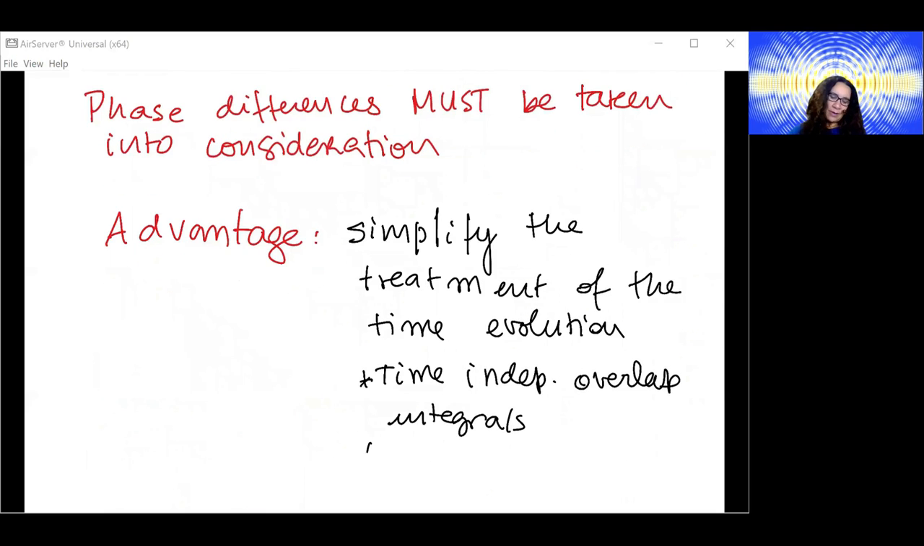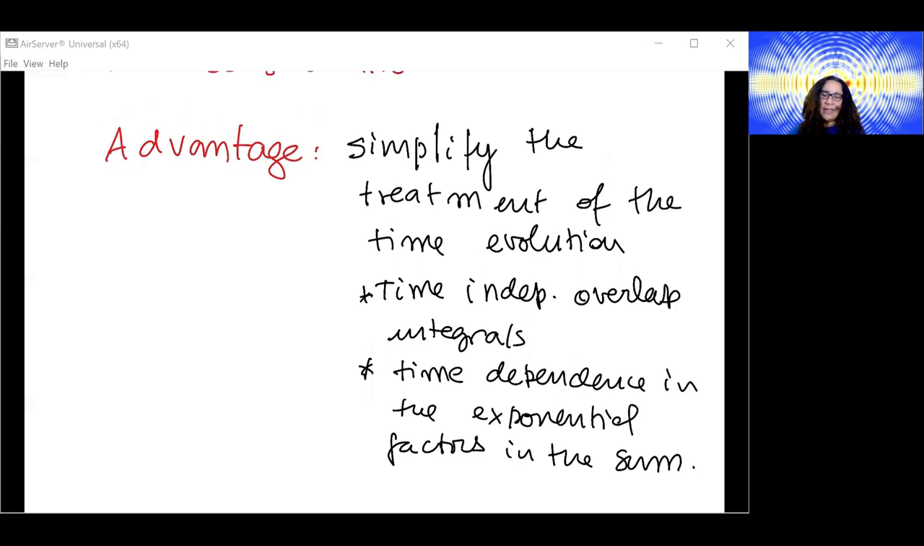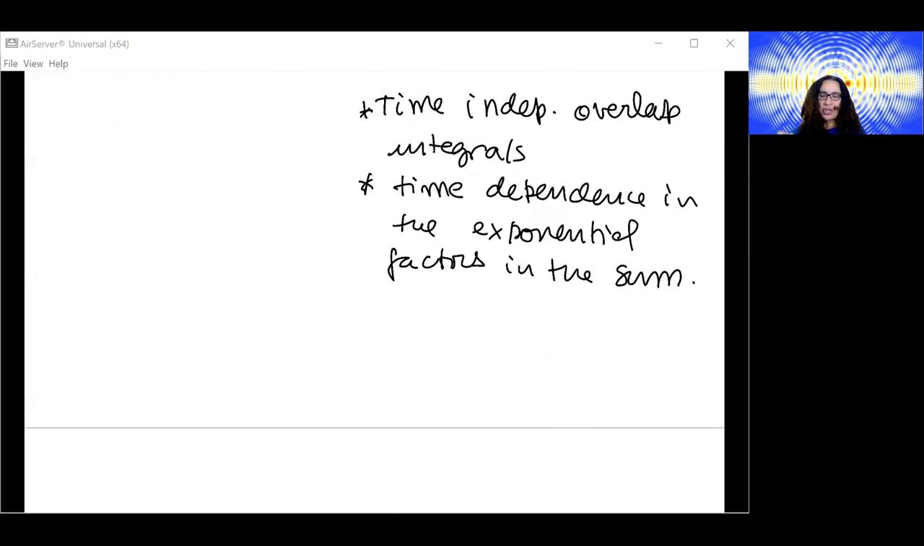So time dependence in exponential factors. All of it. If you were using another basis, it could be that these would change with time, or maybe these would change with time. You don't know what is going on. And here, no. Here you know for sure.